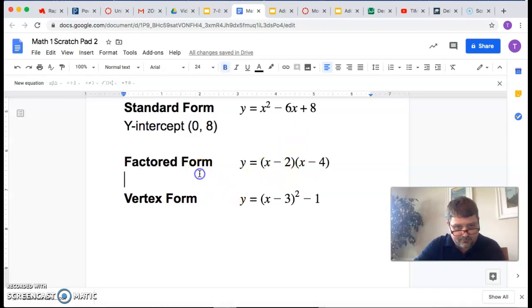All right. And this is where I need you to start putting things together a little bit. If you're looking at this guy in factored form, if that's a 0 on that side, well, you know the zeros are just 2 and 4. So this thing has solutions to the related quadratic equation of 2 and 4, which happens to be x-intercepts.